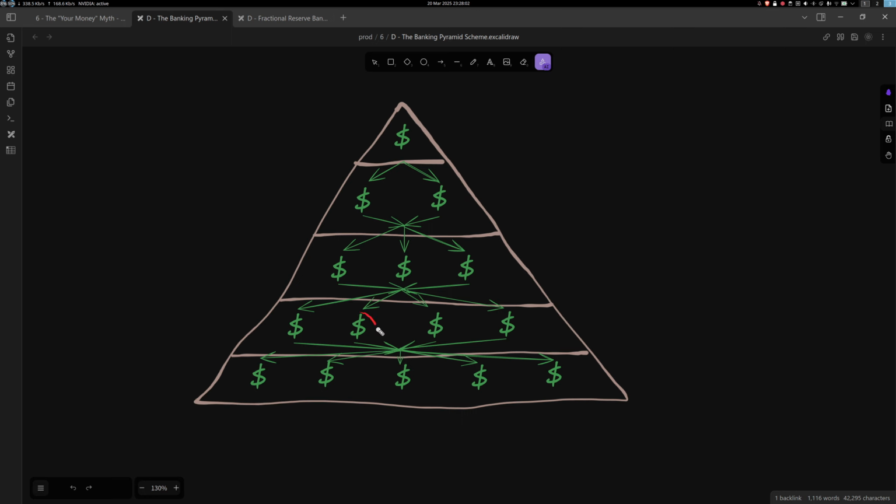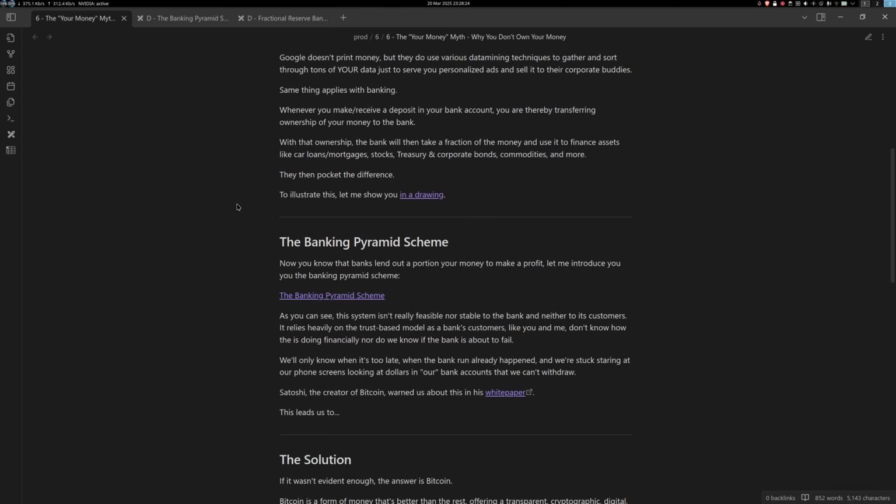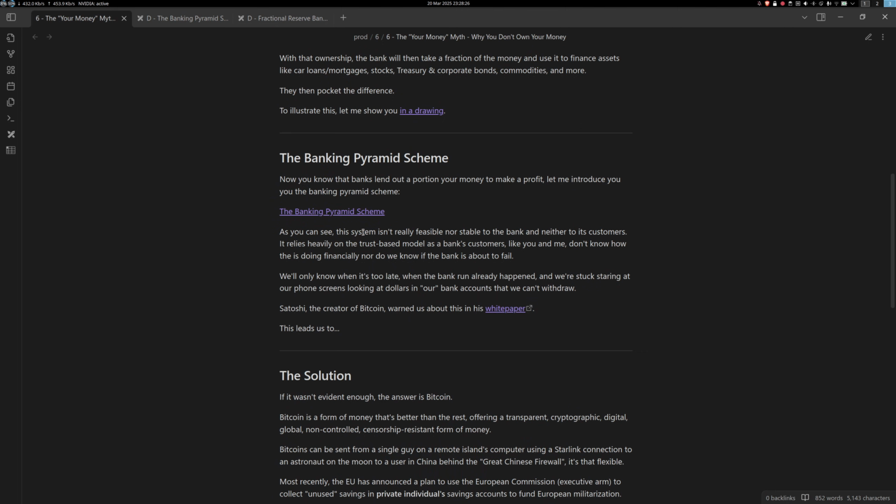What happens? The FDIC has to come and make sure that, say this bank failed, it has to make sure this bank is whole, and then this bank up here, and then this bank. So it just keeps going up the chain. If one of these fails, a lot of these banks over here will have problems. Now, as you can see, the system isn't really feasible nor stable for the bank, and neither for its customers.